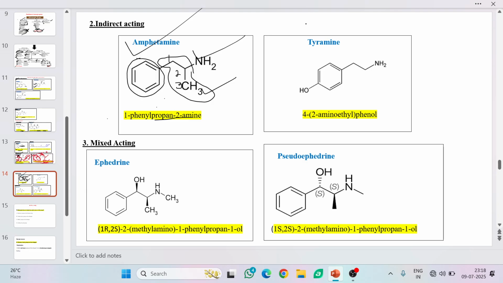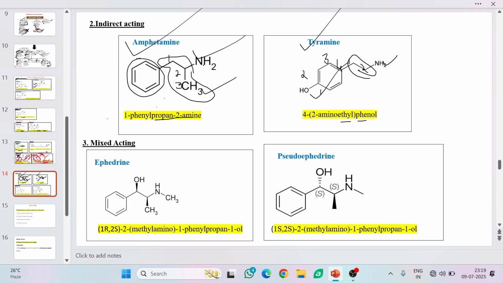Now moving toward next, tyramine. Tyramine, obviously, it is derived from the tyrosine amino acid. So tyramine, the name is very simple. 1, numbering will be given from here. 2, 3, 4. So 4 in bracket 2 amino ethyl. 1, 2. This is 2. This is amino ethyl. Ethyl phenol. This is phenol. Okay. So this is tyramine.